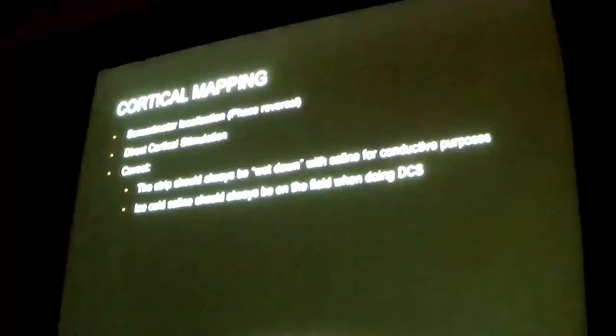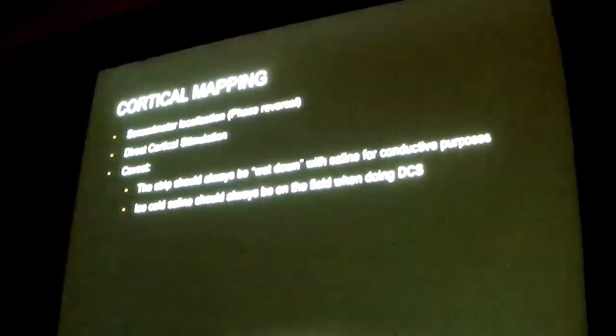So we'll talk about cortical mapping. Really, what you're doing when you're doing a phase reversal is sensory motor localization. We all call it phase reversal, but I like to get away from that type of language because sometimes you're not looking for a phase reversal. Sometimes your whole purpose of being there is to not get a reversal at all. So I like to say sensory motor localization.